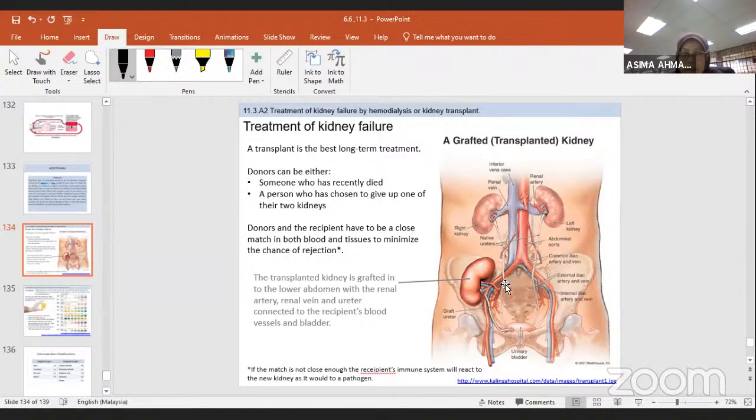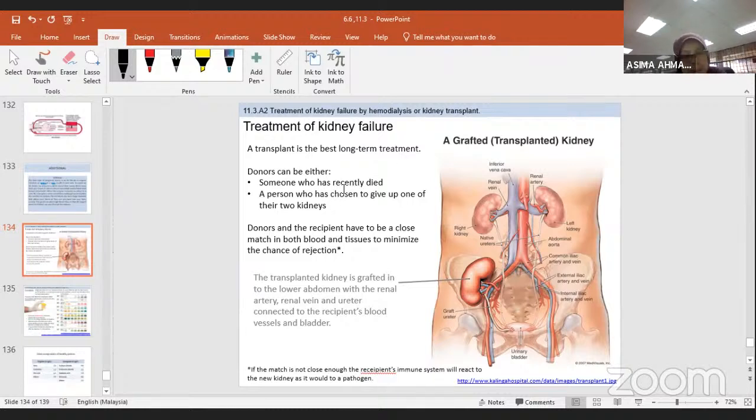This is how they carry out a kidney transplant. A transplant is the best long-term treatment, of course. You can replace your kidney with a healthy one. So this is the best long-term treatment. Donors can be either someone who has recently died. Nah, ni siapa yang nak derma organ tu kan.